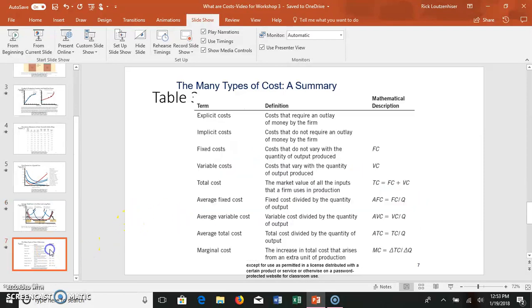And one last thing I will tell you is this table right here at the end is another way of helping you understand what all the different costs are.